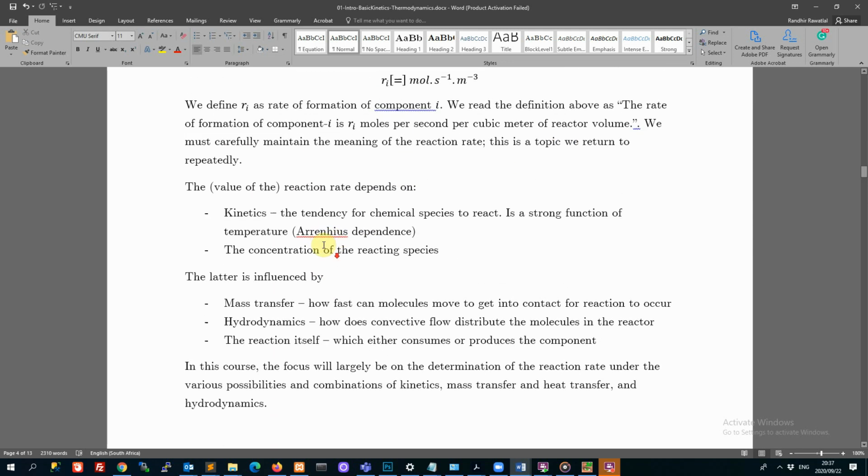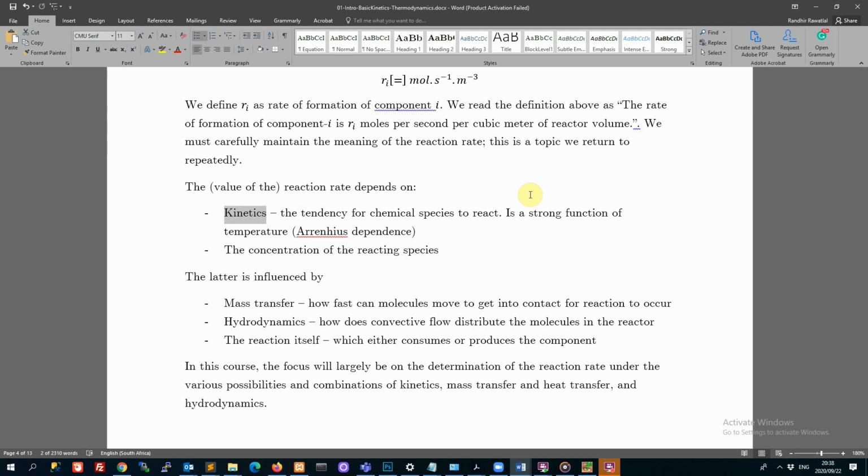Okay, so what are the things that dictate Ri? How do we find a number for Ri? How do we know how quickly our component is appearing or disappearing? First off, of course, the kinetics of the process. There's some reaction that we are interested in, some chemical equation that applies, telling us perhaps A and B are combining and giving us C. So what's the tendency for that to happen?